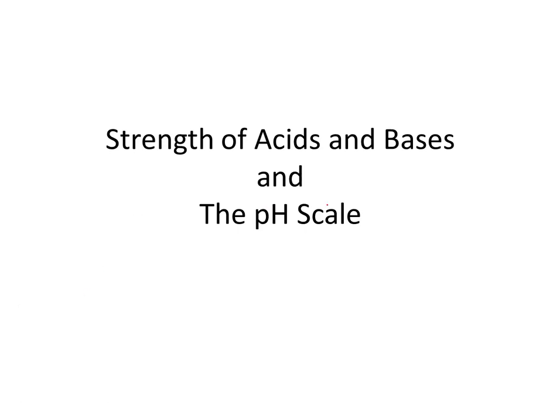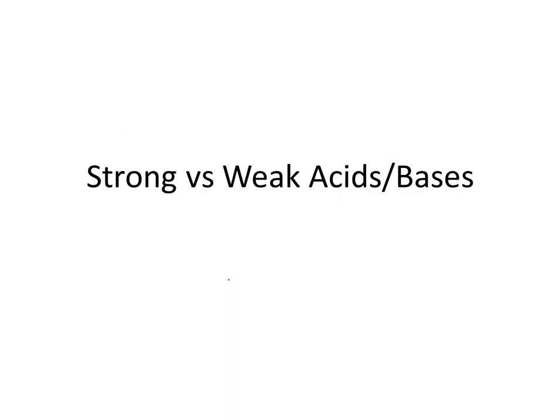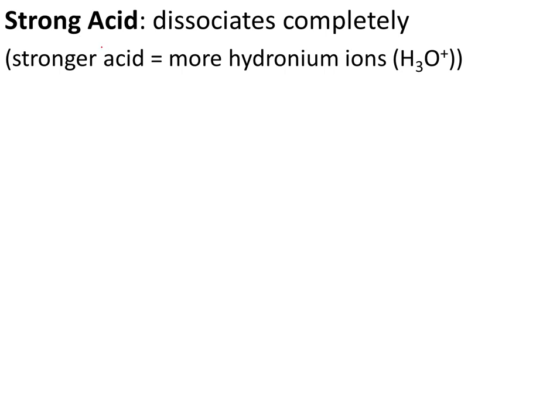Strength of acids and bases, and the pH scale. So let's start with strong versus weak acids and a little bit on bases as well. A strong acid is defined as a substance that is going to dissociate completely. And being an acid, it's defined as a proton donor or a hydrogen donor, gives up hydrogens. So strong acids completely give up their hydrogens.